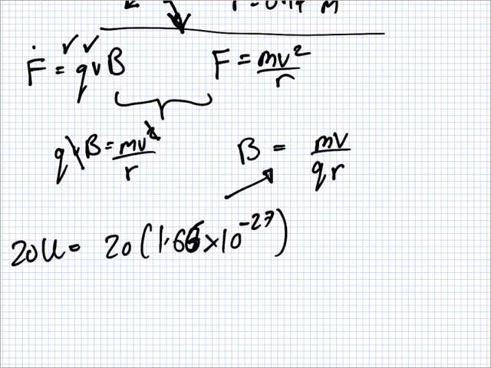What was the velocity? 5.5 times 10 to the 5. And the Q is constant, 23. And the radius is 0.14. So this comes out at 0.814 Tesla, which is right. That's correct.